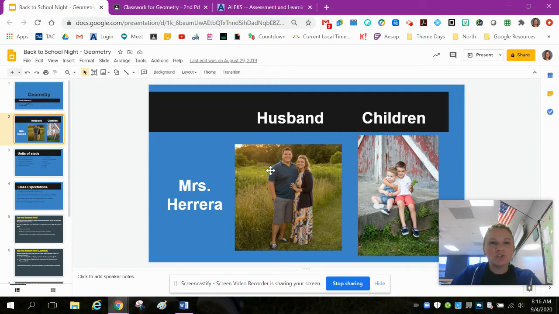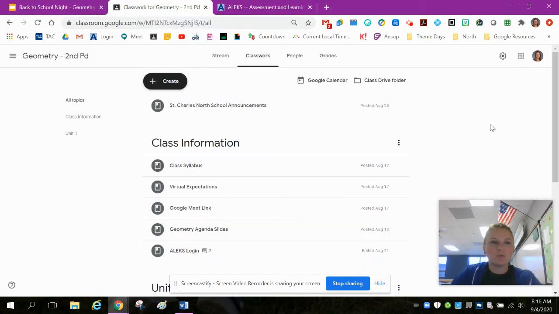Moving over to geometry and what that looks like. To go through this, I am going to move over to our Google Classroom. Although this says second period on it, the sixth period and eighth period ones look just the same. I'm just going to use this one as an example. Everything that your student would need is basically going to be through Google Classroom.